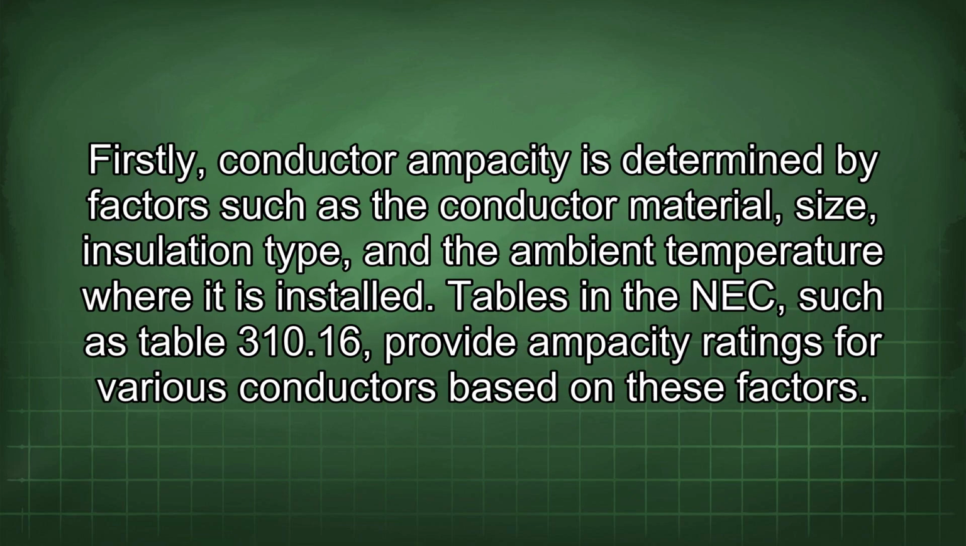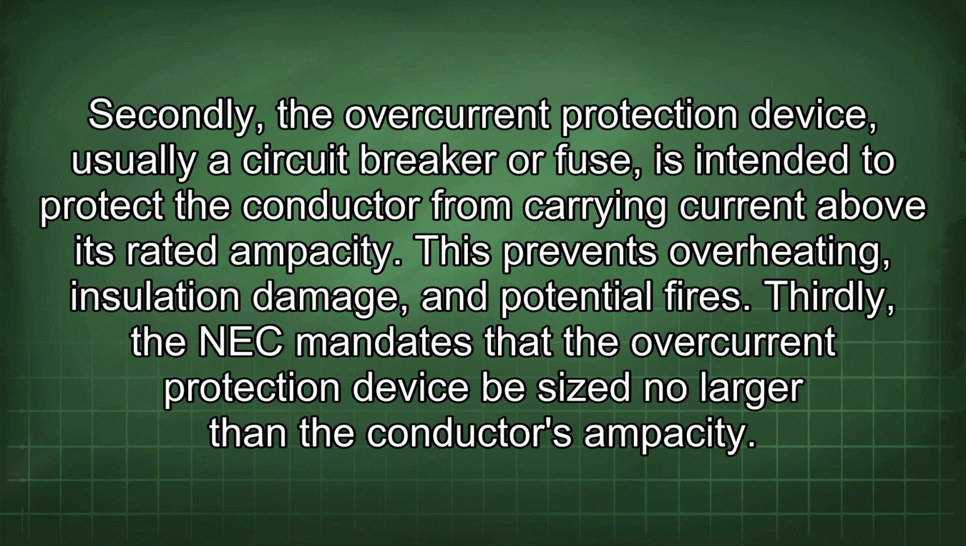It is critical to understand the relationship between conductor ampacity, breaker size, and the applicable electrical codes. Firstly, conductor ampacity is determined by factors such as the conductor material, size, insulation type, and the ambient temperature where it is installed. Tables in the NEC, such as Table 310.16, provide ampacity ratings for various conductors based on these factors. Secondly, the overcurrent protection device, usually a circuit breaker or fuse, is intended to protect the conductor from carrying current above its rated ampacity. This prevents overheating, insulation damage, and potential fires.